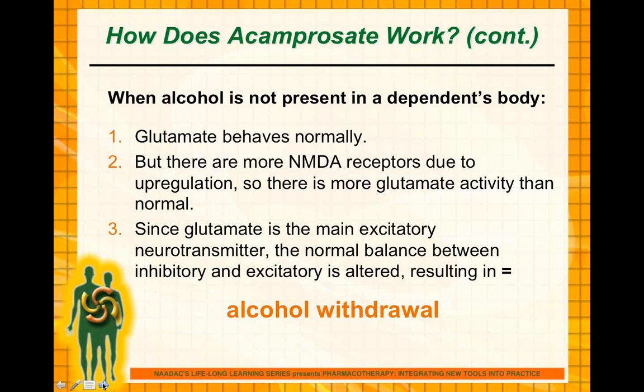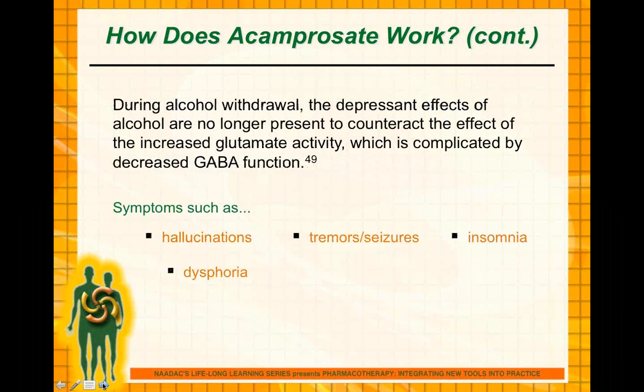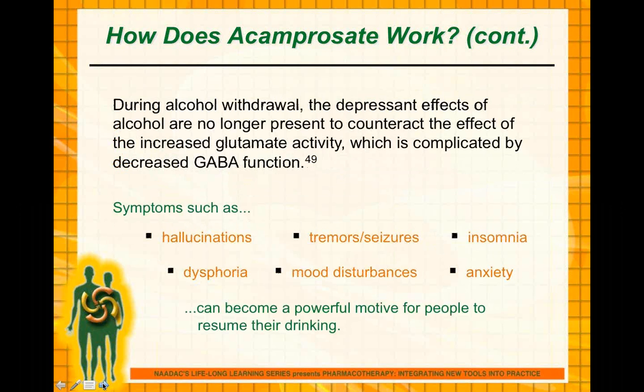That wasn't the intended purpose. We needed a lot more glutamate activity possibilities because it was being counterbalanced by GABA while alcohol was present. But when alcohol is not present, that GABA is not shooting up to high numbers, so there's way more activity than necessary for glutamate. Because glutamate is the main excitatory neurotransmitter, there's an imbalance between inhibitory and excitatory signals, which results in alcohol withdrawal. I'm sure you're familiar with the symptoms: hallucinations, tremors, seizures, insomnia, mood disturbances, anxiety. You can see how all of these directly correlate back to an overactivity of glutamate. And now you understand why there's an overactivity of glutamate.